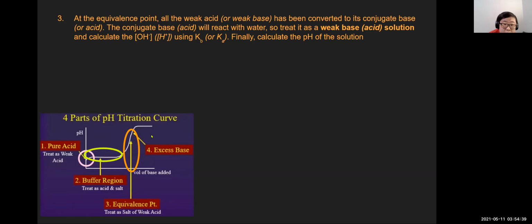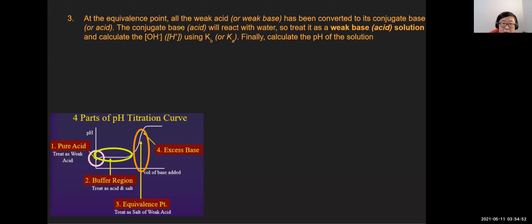We're going to continue here. So the third part is the equivalence point. You treat it as the salt of the weak acid. So at the equivalence point, all the weak acid has been converted to its conjugate base, or acid. So what this means is that your buffer capacity has been reached.